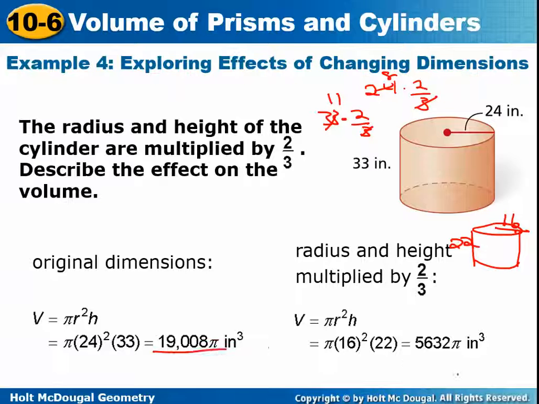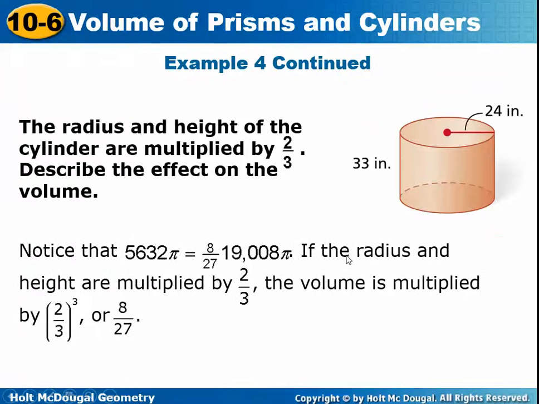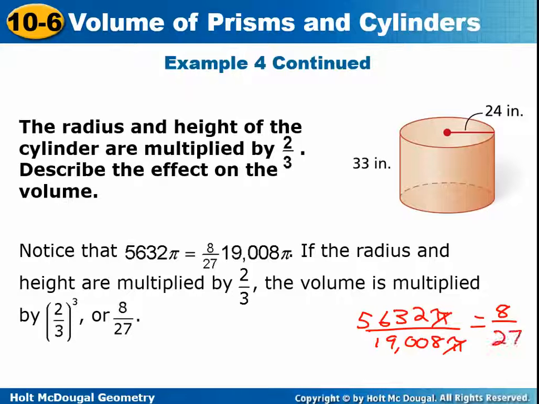So here's my two volumes that I get. How does one compare to the other? The best way to do that is to write them as a ratio and then simplify that. Which would be 5632 pi over 19,008 pi, and the pi's cancel. And if you get a fraction calculator, you can simplify these, and you'll find that they simplify to 8/27.